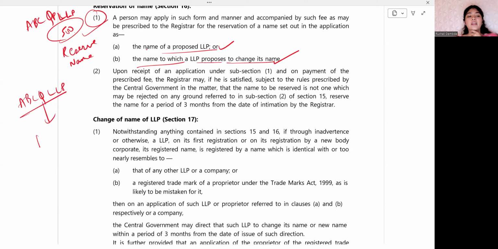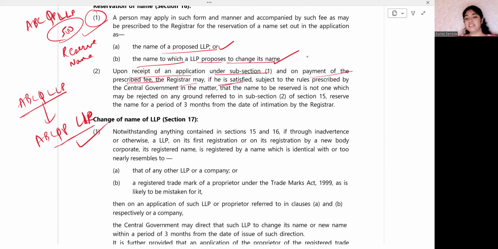Now we want to make it ABCQP LLP. So you can also ask in that manner. Like you can ask them for reserving the name. Upon receipt of application under subsection 1, on the payment of prescribed fees, I told you, you have to pay some prescribed fees that can be around 500 or something.